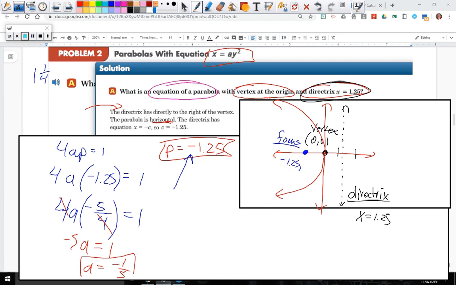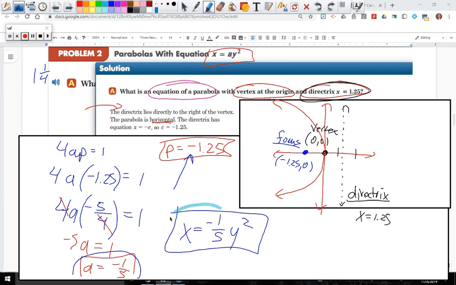Negative 1.250. And if you put it as negative 5/4, 0, that's okay as well. Same thing. Okay, so here we go. We should have 6 parts. We also need the equation of the formula. Oh, I haven't finished that yet. Thank you. So A is negative 1/5. So we'll say x equals negative 1/5 y squared.